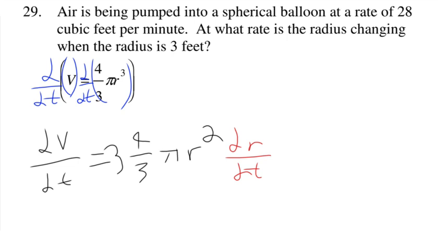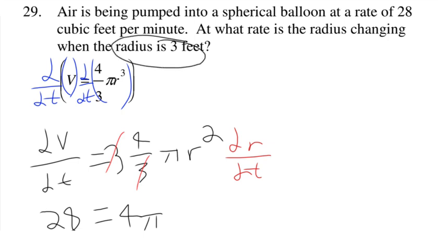And now we just have to use our values to figure out what dr/dt is. dV/dt, that's the rate at which the volume is changing, which is this right here, 28 cubic feet per minute. So we know that dV/dt is 28. The 3 over 3 cancel off, and we are left with 4 pi r squared. We're interested in when the radius is 3 feet, so we plug in 3 right here. So 3 squared, that's like multiplying by 9. And then we still have the dr/dt right here.